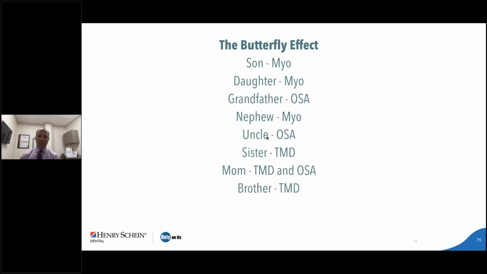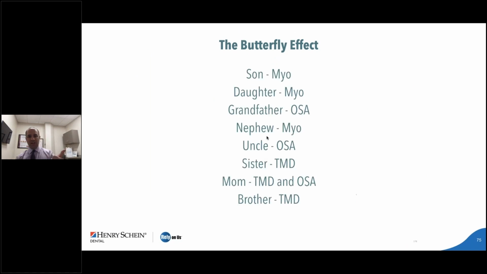So Rocco, in 1 year, brought his son in for myofunctional therapy, his daughter. His grandpa came in, or his dad came in for apnea treatment. His nephew came in for myo. His uncle had apnea. His sister had TMD. His mom, we found out, had TMD and OSA, and his brother had TMD. So in 1 year, see all these referrals that come from simply asking one simple question. Who have you spoken to?